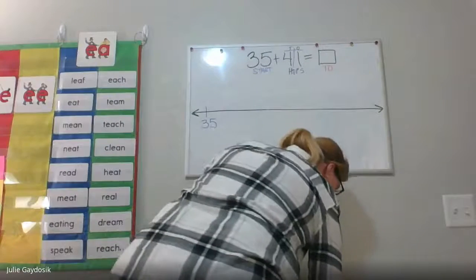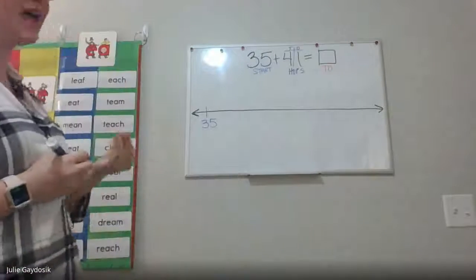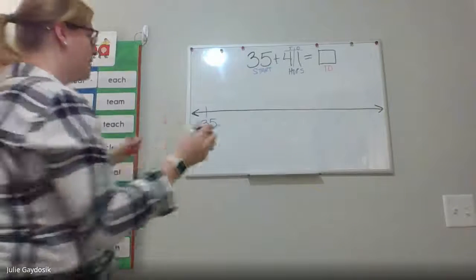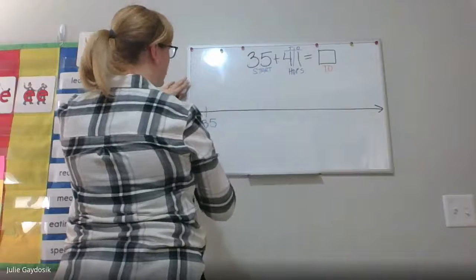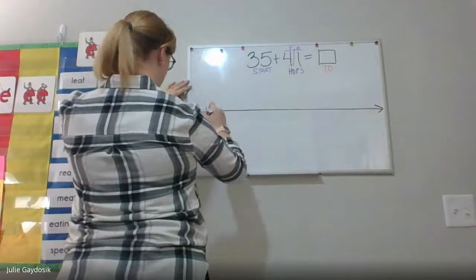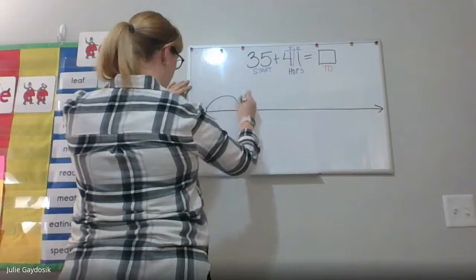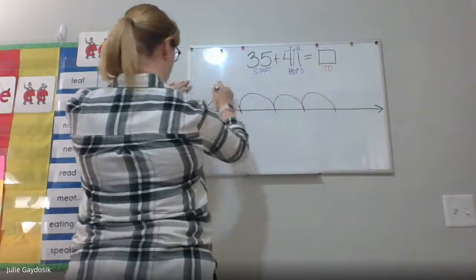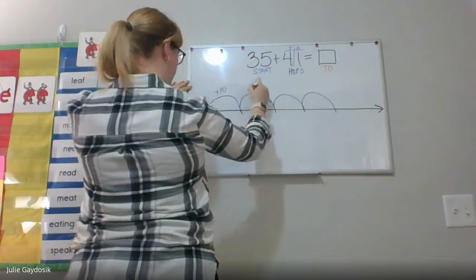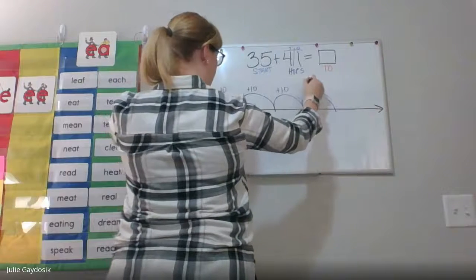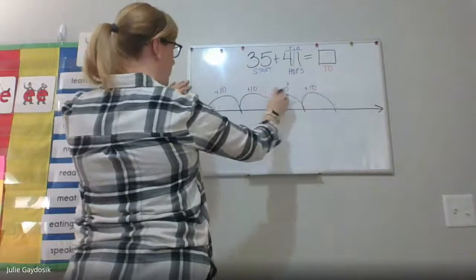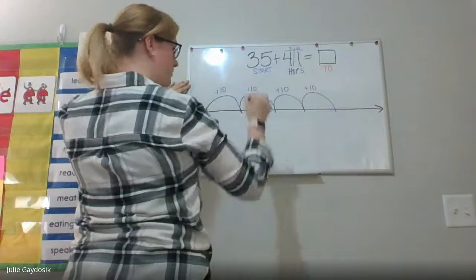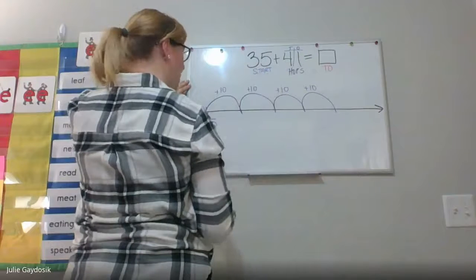Now, when I'm hopping on an open number line, it makes more sense to hop by tens first. So how many tens am I going to do? 4 tens. So I'm going to do 1, 2, 3, 4. So plus 10, plus 10, plus 10, and plus 10. 10, 20, 30, 40. 4 tens, okay? It's just like if you drew 4 base ten cubes, right?